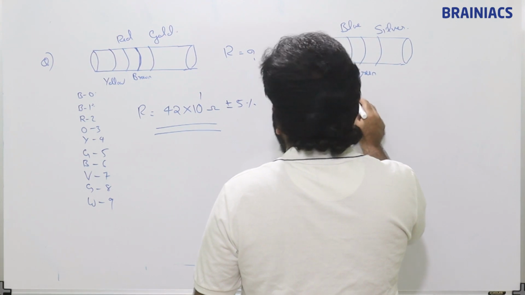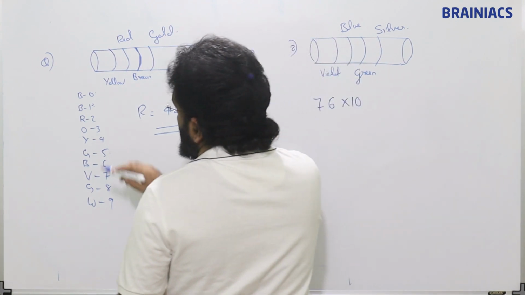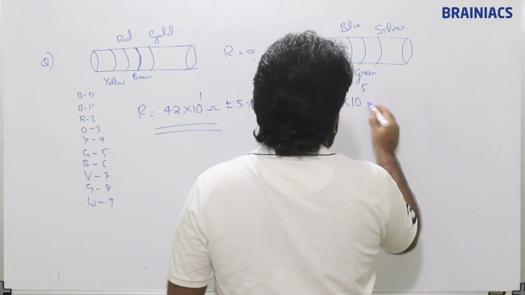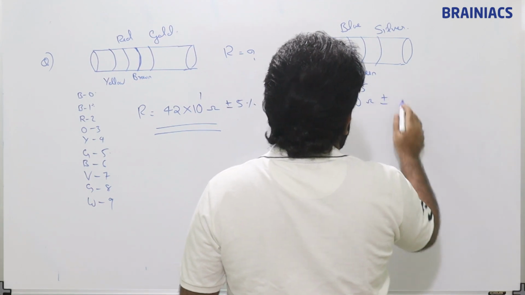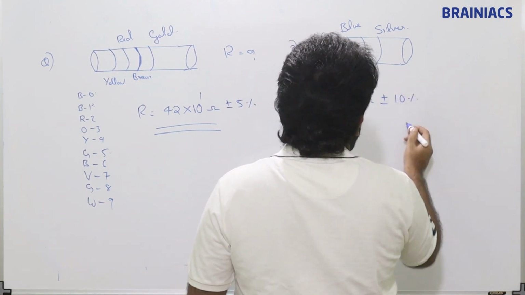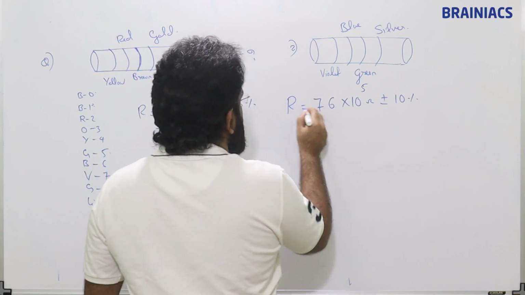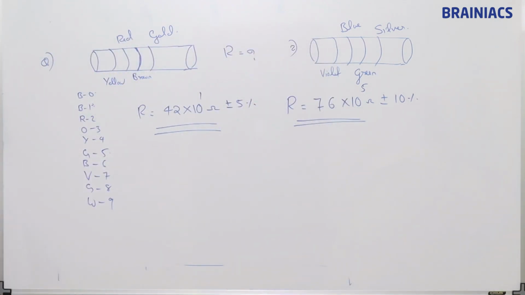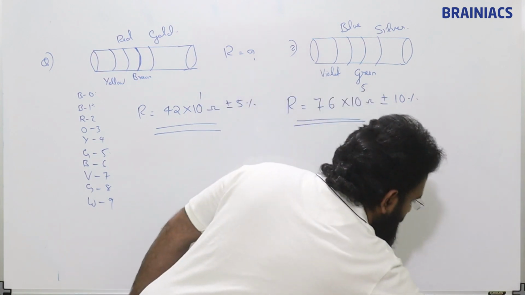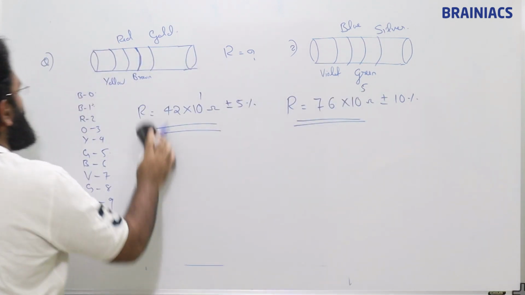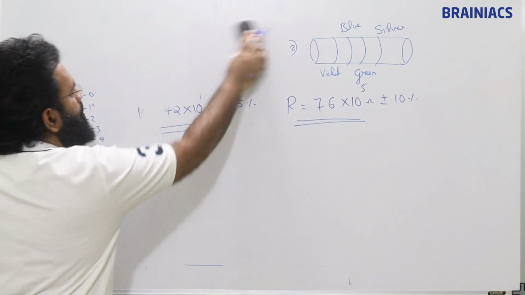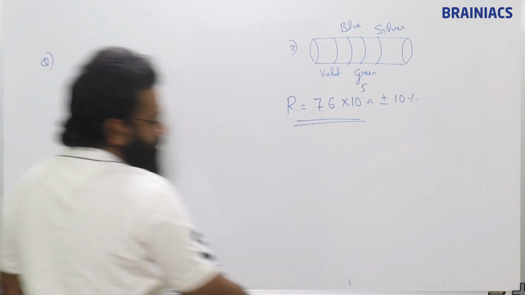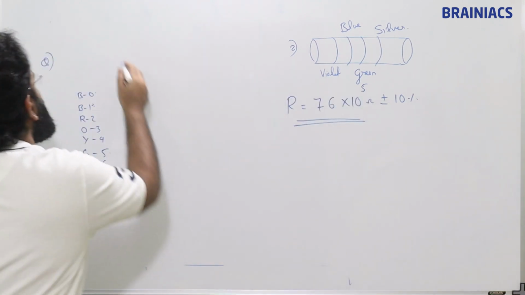Then green is 5, so 10 raised to 5 ohm, plus or minus. Silver means plus or minus 10%. So this is the resistance value. One more question.